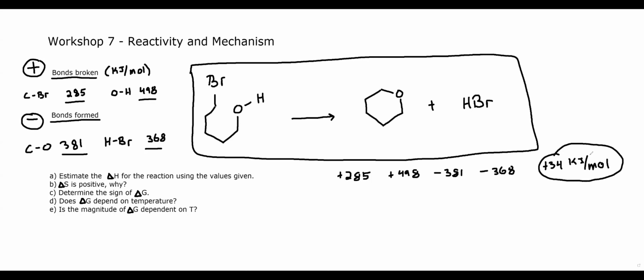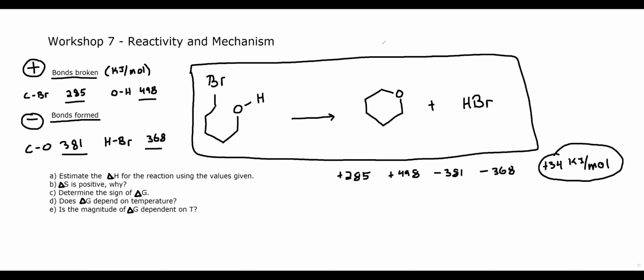What does a positive delta H mean? Well, remember, delta H is the enthalpy change. This is going to determine if a reaction is exothermic or endothermic. So if delta H is positive, that means it's going to be an endothermic reaction. Okay, so we have positive 34 kilojoules per mole. This is an endothermic reaction. What about delta S? That's the entropy.